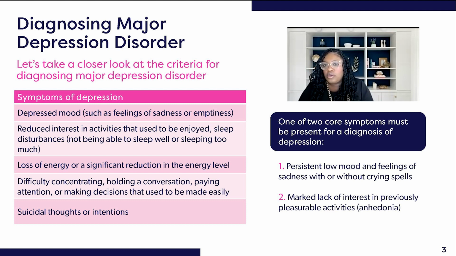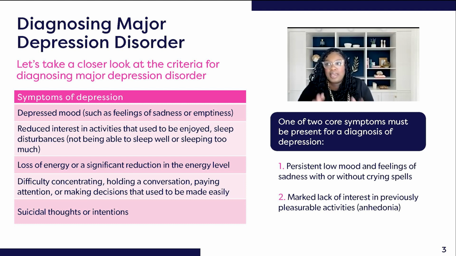So one of the 2 core symptoms must be present for a diagnosis of depression. So number 1, persistent low mood and feelings of sadness with or without crying spells. Number 2, marked lack of interest in a previously pleasurable activity. So when it's coupled with all 4 of these components, that's how you get the severe. And so a lot of the severity levels depend on having 1 or 2, 3 or 4, or all. So again, that's why you want to make sure you're well versed with what is required for each severity level.